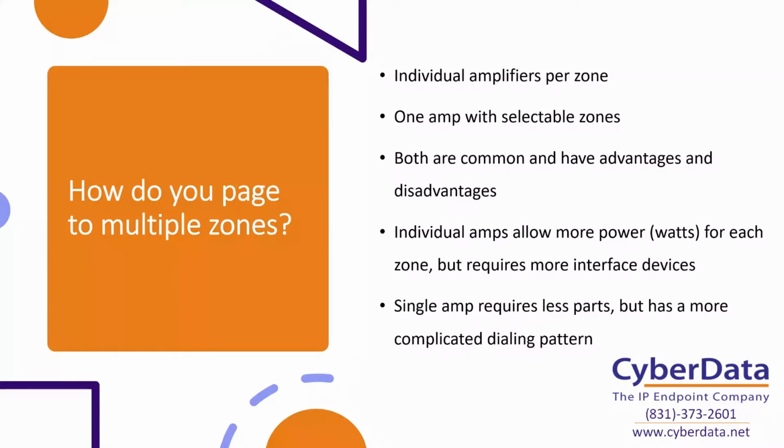So say, for example, you've got those 2 zones that we've been talking about, your front of house and your back of house. You would need 2 interface devices, one for each particular zone and one for each amplifier. So you could potentially be looking at more interface points to the entire system. You're trading that off for more wattage capability.